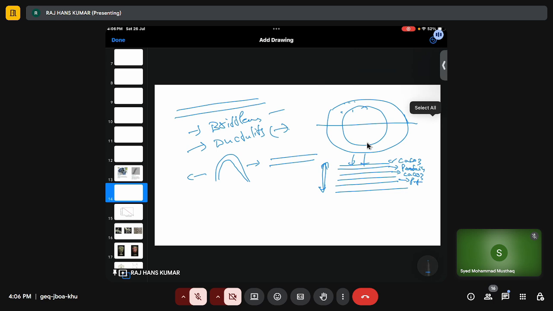Now that's where this brittleness comes from. So there is one thing on ductility. Ductility means you can easily deform the material. Brittleness means you cannot deform it, it will just disintegrate.